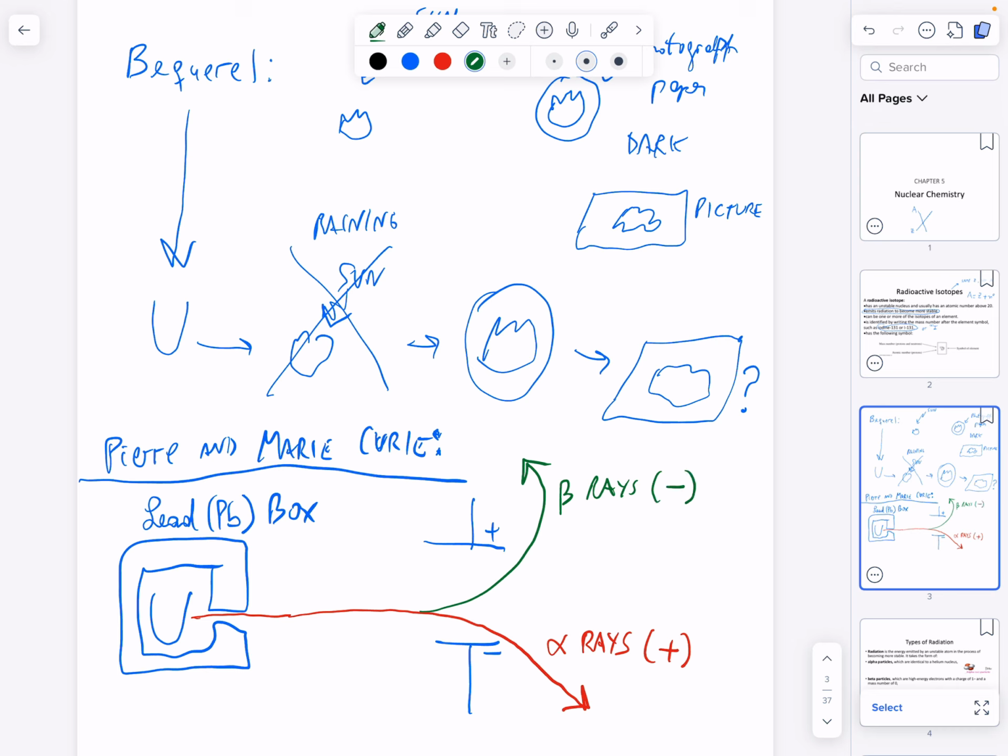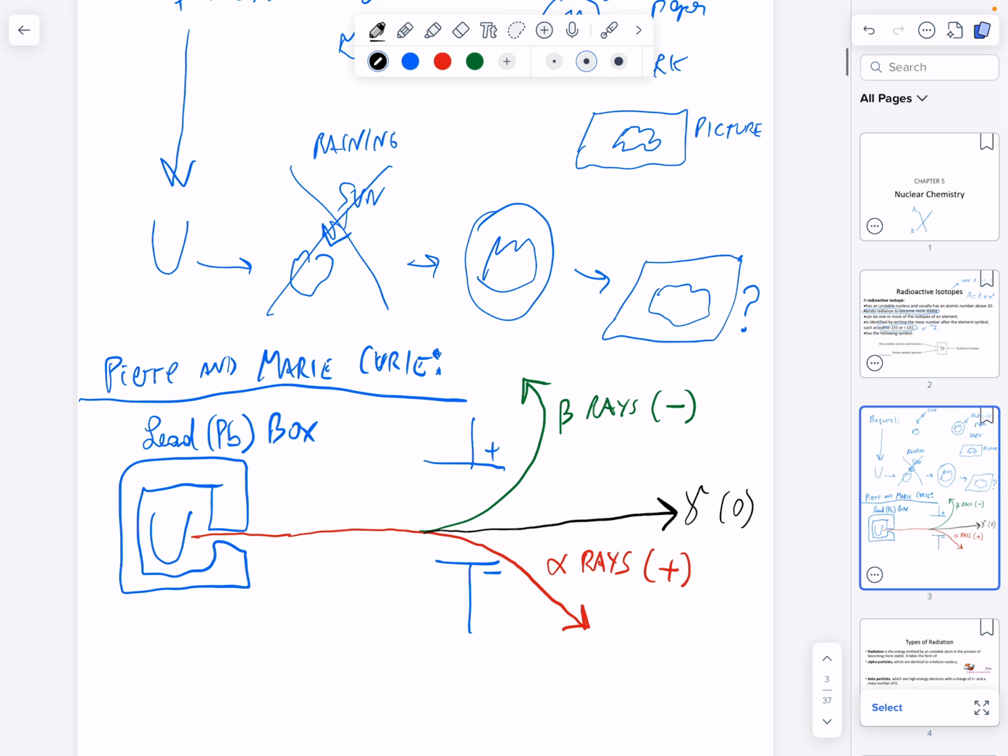And finally, another group of rays just went straight. They were not attracted to anything, so they were called gamma rays. And gamma rays are neutral. They have a charge of 0. So that's how radioactivity started.